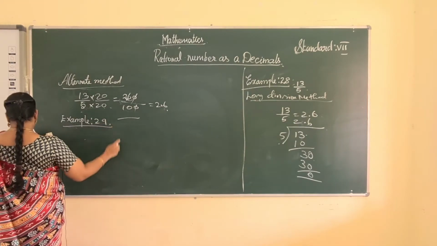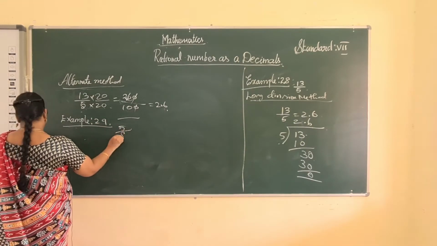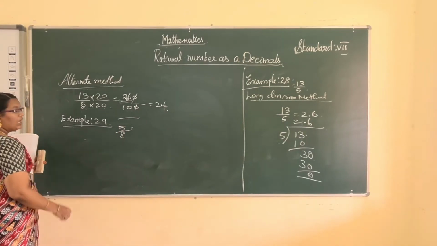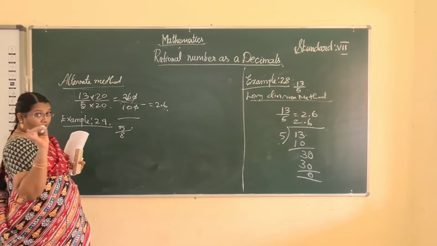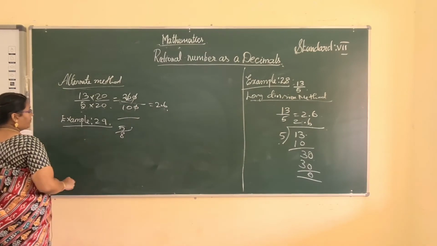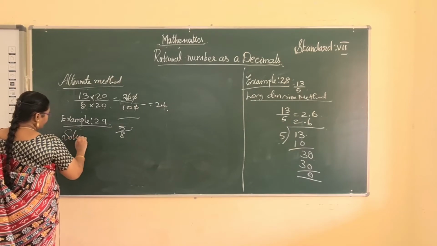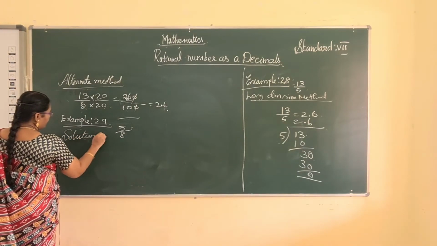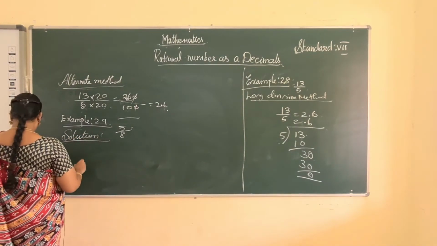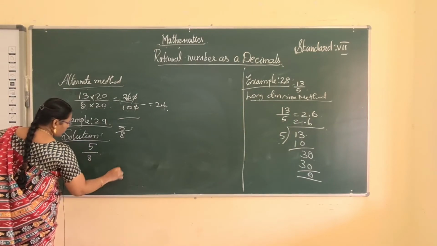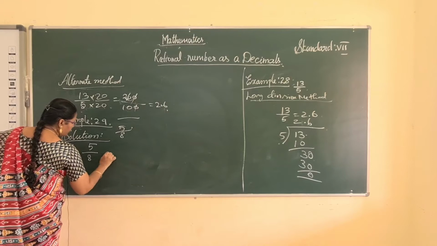Express 5 by 8 as a decimal number using the long division method. Only the long division method is to be used. A solution: 5 divided by 8 is given, so we use the long division method.